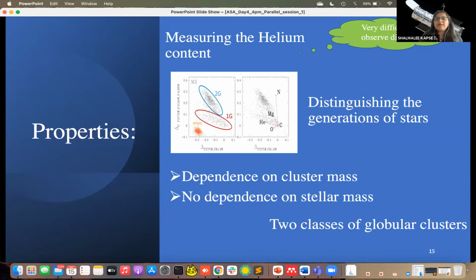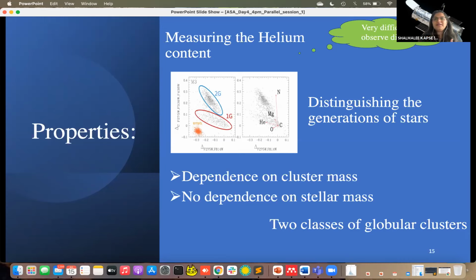Another property that we can understand by studying these kinds of stellar populations in young and intermediate clusters is the two distinct properties of the two distinct generations of stars, as I have shown in the previous slides. One more assumption in earlier ages was that these multiple stellar populations depend on individual stellar mass, which now is not the case.